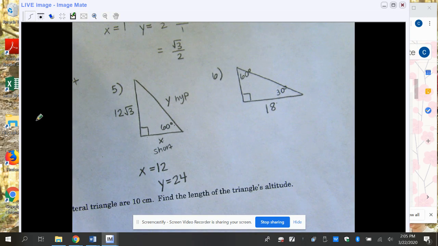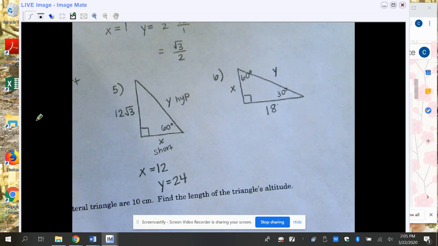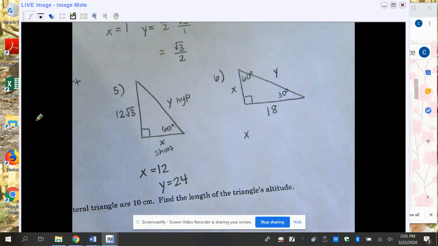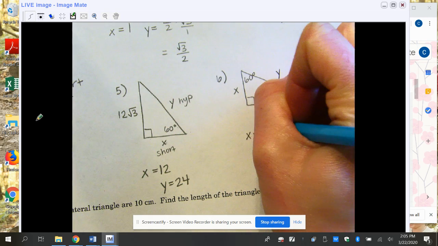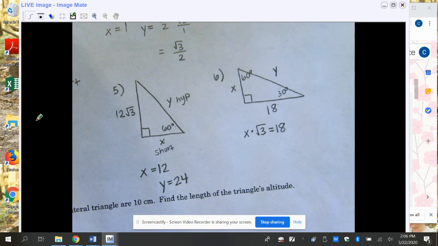So now I need to figure out the short leg and my hypotenuse. So we need to figure out what did we multiply by radical 3 to get 18. So that's kind of like my equation. Whatever my short leg is times the square root of 3 is how I got 18. And as we go through solving this, think about the patterns and the relationships that we figured out when we did the 45, 45, 90.